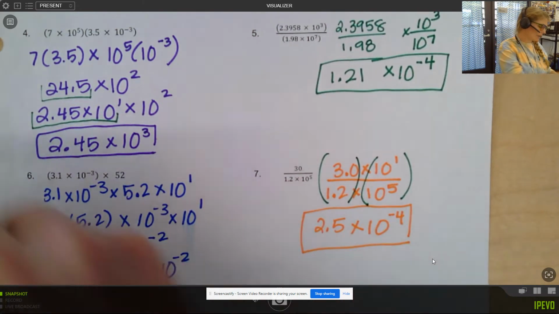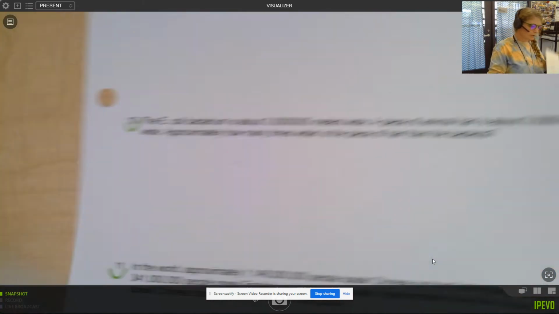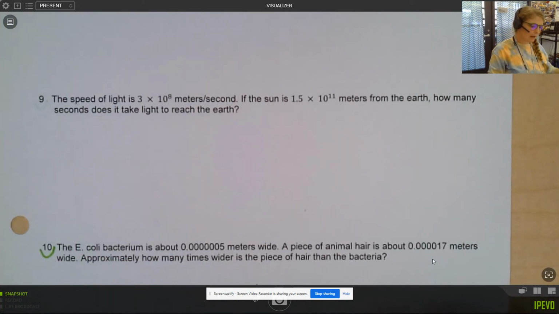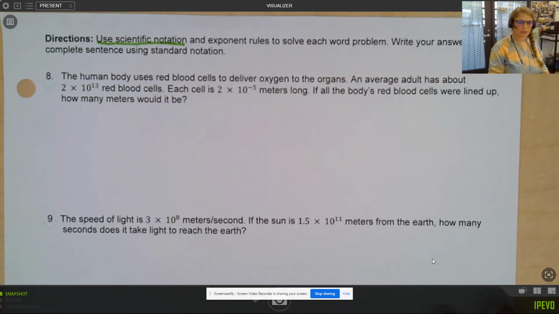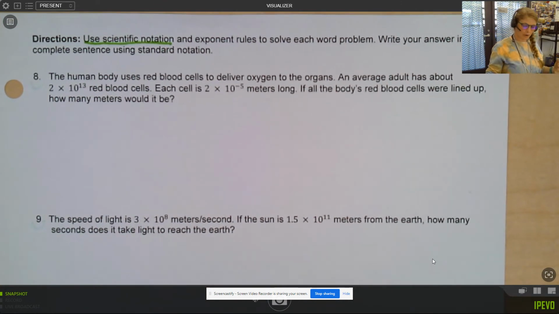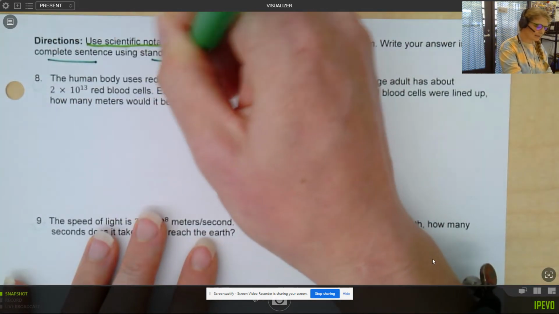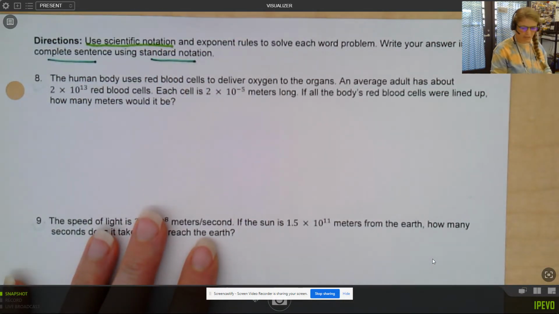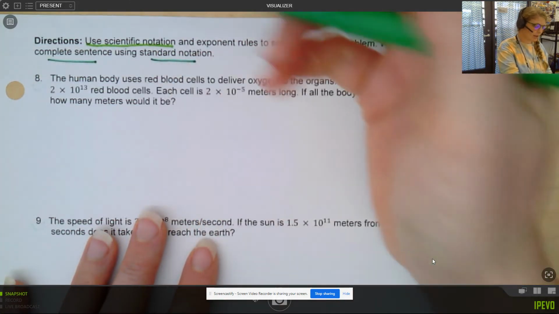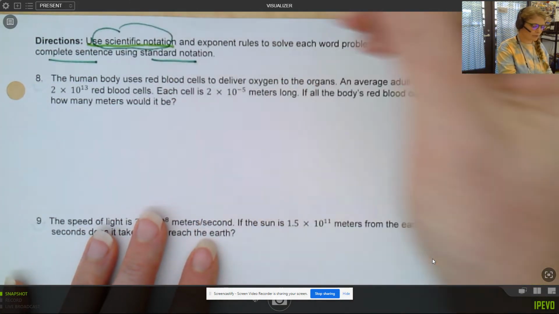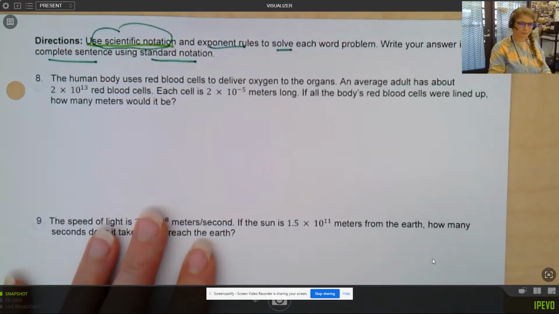Cool. Let's keep going. Now we're going to apply these skills we just learned to word problems, and notice that your answer needs to be written in a complete sentence and in standard notation. Standard notation, remember, is the decimal expansion. So we're not writing our final answer in scientific notation, we're writing our answer in standard notation, but we have to use scientific notation and exponent rules to solve.